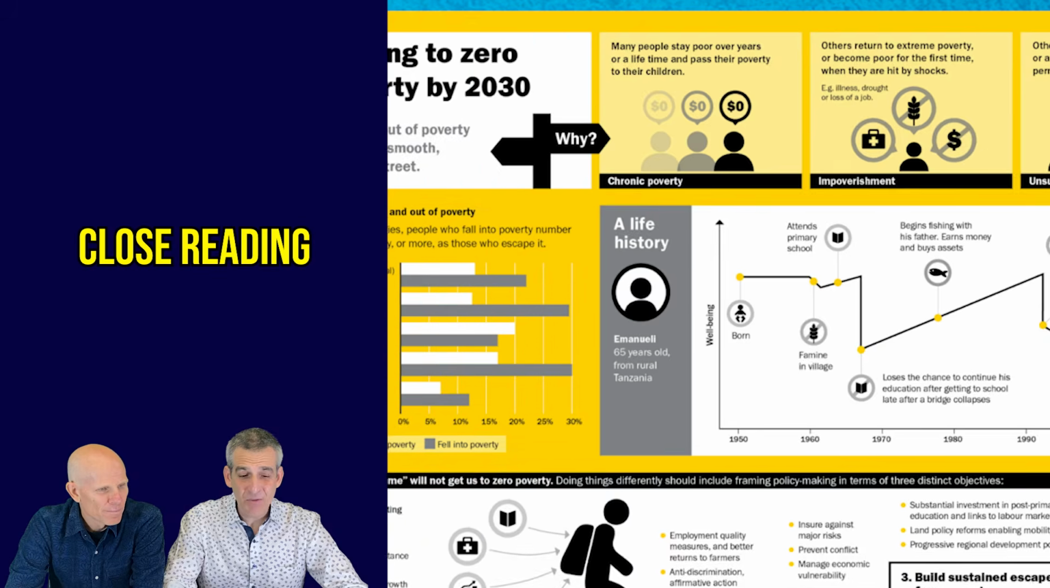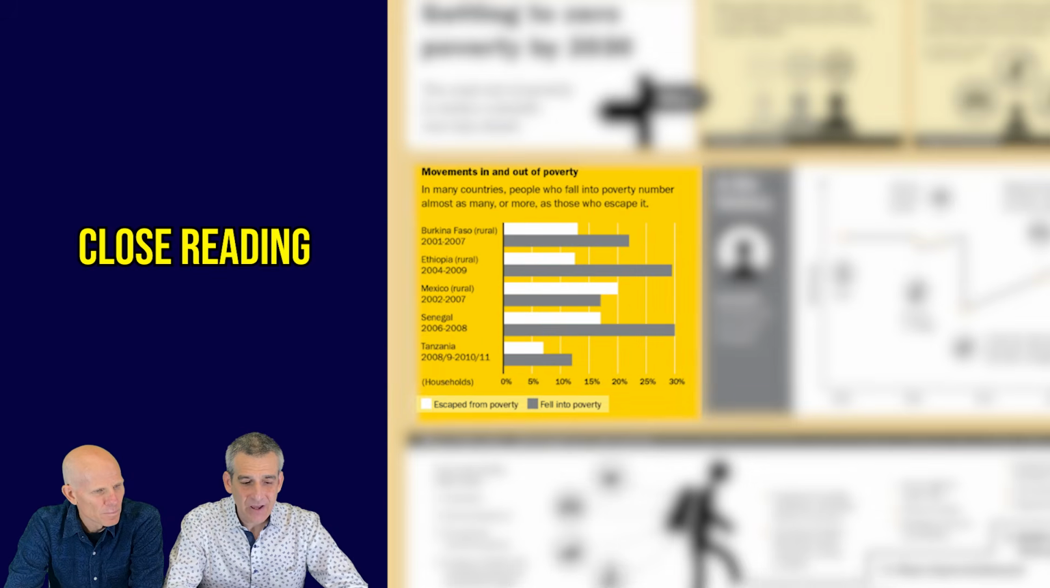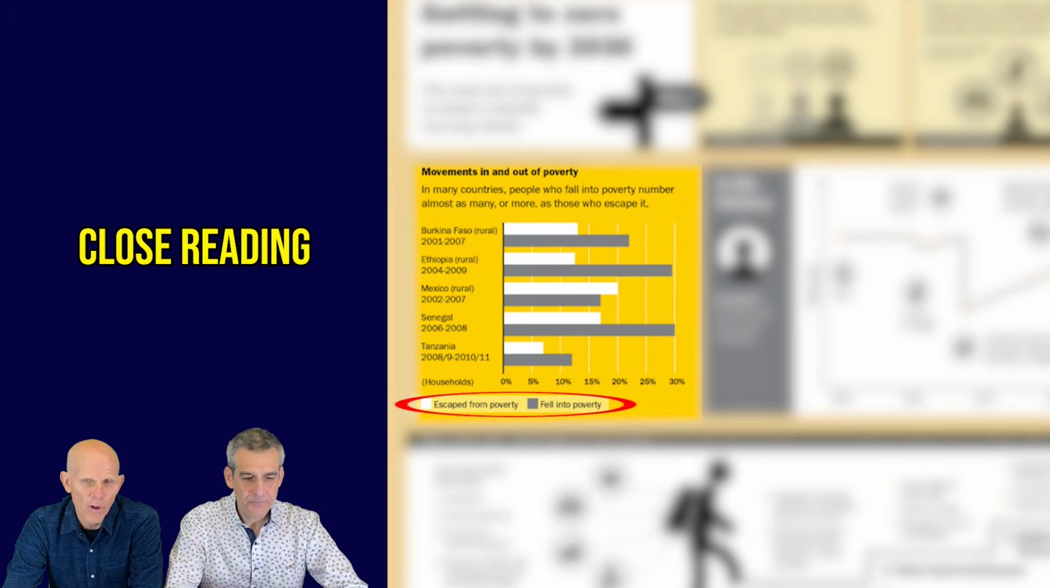Okay? Let's go to the middle third now of this infographic. I see a graph, Mr. Giles, and that's one of the things we're meant to look for. What is the infographic trying to accomplish with this graph here? Yeah, the graph's interesting because it indicates that people that fall into poverty far outnumber the people that escape poverty, and that's clearly identified.